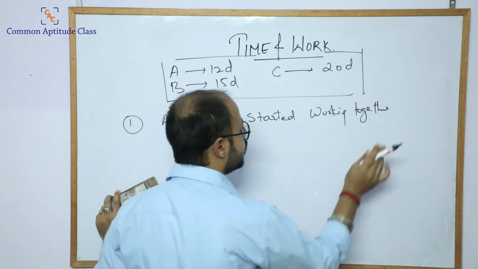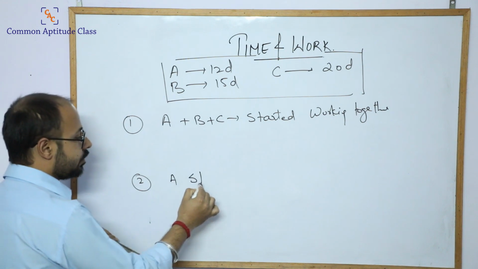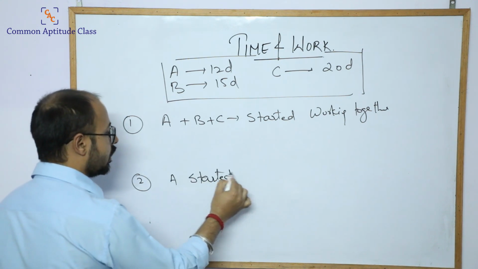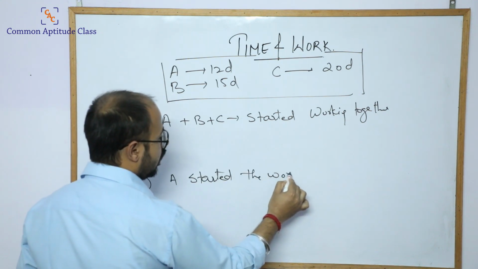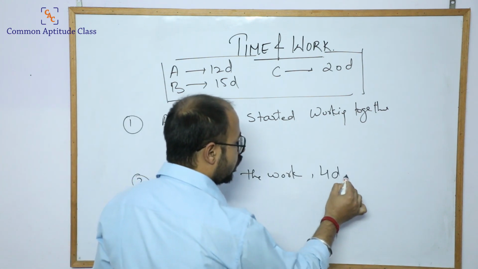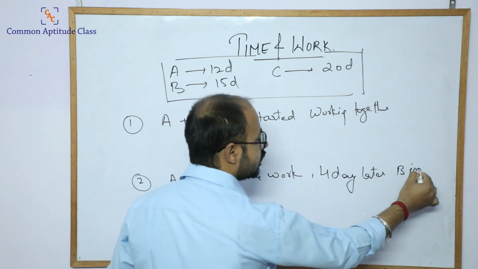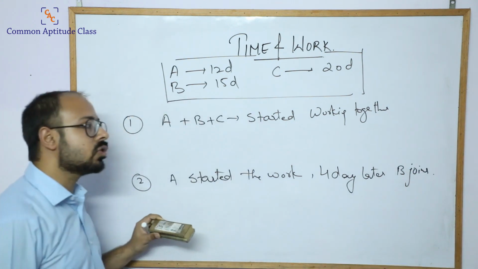And they worked till last. This is the first case. Second, A started the work and B joins him 4 days later. 4 days later, B joins. So how can we solve these two questions?